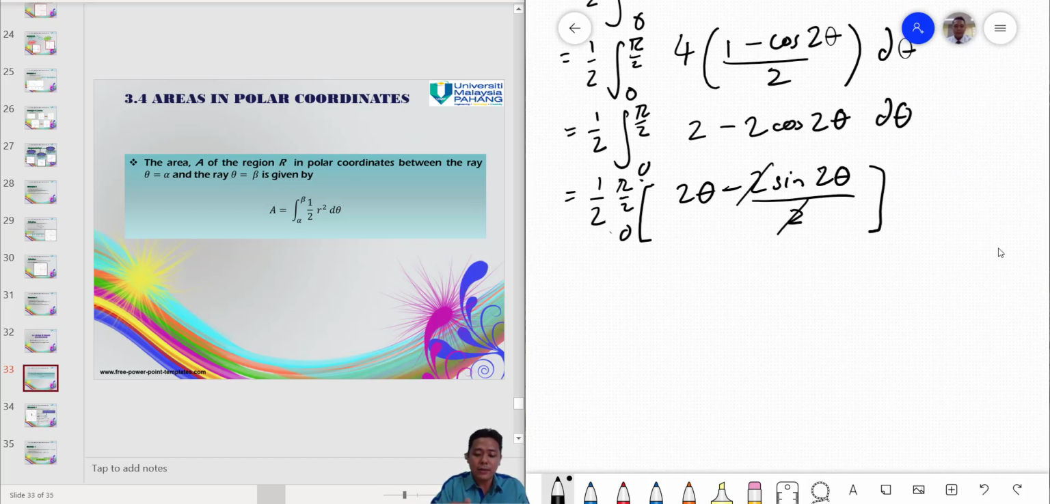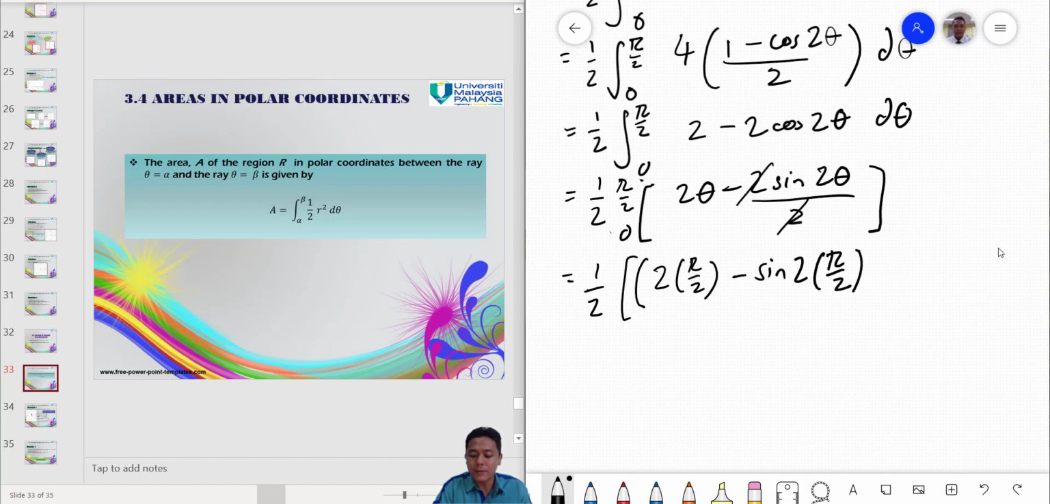Okay, next you need to substitute the value. Substitute for pi over 2 first: 2 times pi over 2, minus sin of 2 times pi over 2, closed, minus 2 times 0 minus sin 2 times 0.